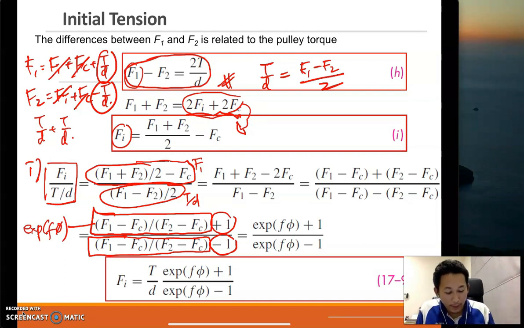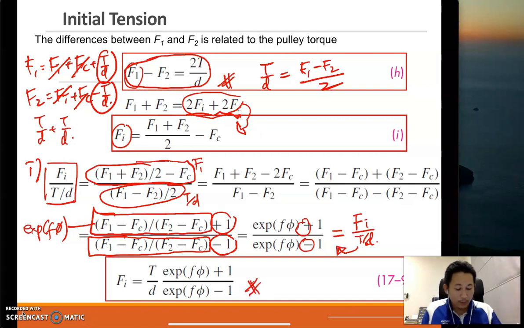So from that one, this is the same. This is plus and negative. So from that one, Fi, so K equals Fi over T over D. From that we bring T over D to this side, and then we get Fi is equal to T over D, exponential F psi plus 1 over exponential F psi minus 1.